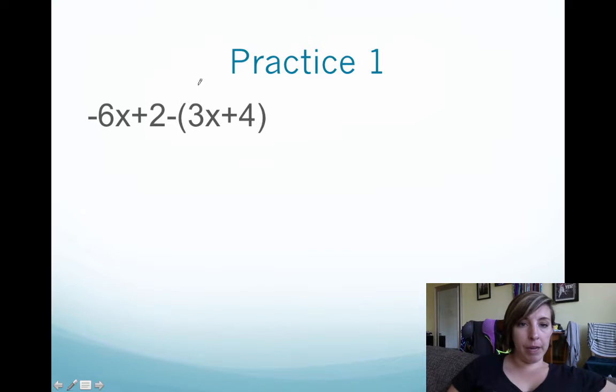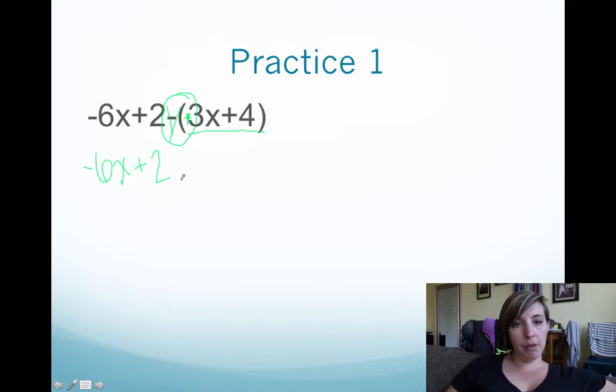So let's do it right here. First of all, I have the minus sign outside the parentheses, so everything inside the parentheses becomes the opposite, and I drop the minus sign. So let's rewrite this. Negative 6x plus 2. This was originally a positive 3 in here, so it becomes a negative 3x. This was originally a plus 4, so I do the opposite of adding, which is subtracting. That becomes minus 4.